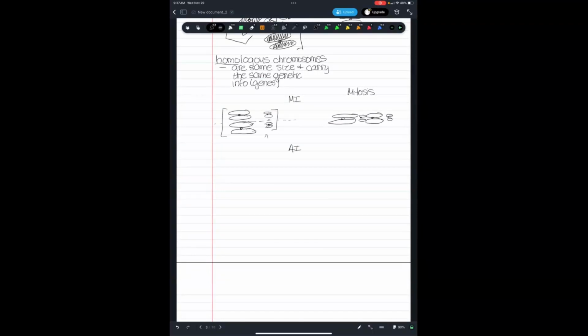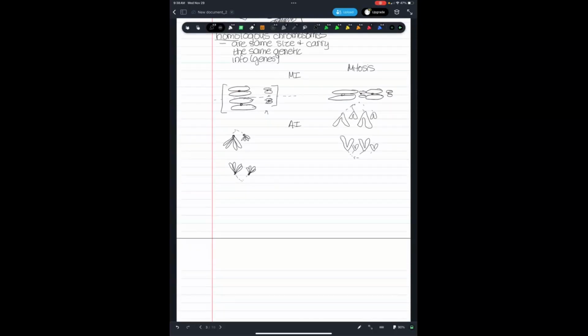And in anaphase of mitosis, the sister chromatids were broken apart, and one sister chromatid was pulled to the poles. In anaphase 1 of meiosis, the complete homologous chromosome gets pulled to the poles. So they don't get separated, the chromatids here. They stay together. So you need to be able to contrast the two processes.